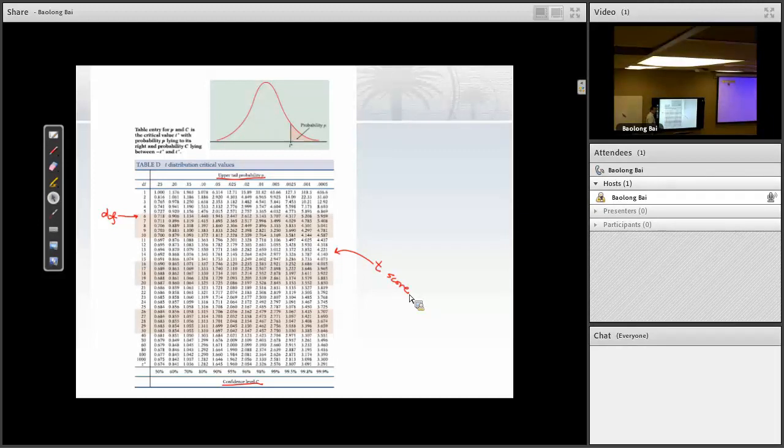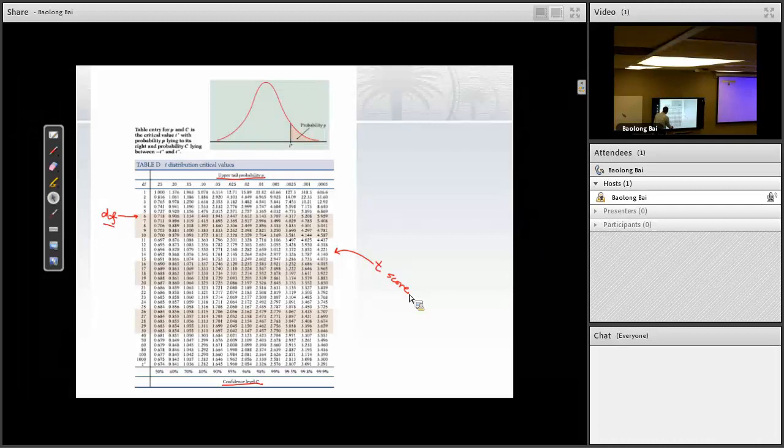For any problem you work with, identify the degree of freedom you have. So if your sample size is 10, degree of freedom will be 9. If your sample size is 100, degree of freedom will be 99, right? And also, the confidence level is given on the bottom. You have 50%, 60%, 70%, 80%, 90%, 95, 96, 98, 99, 99.5, and so on, right? So when you do a confidence interval, you need to decide what confidence level to use. In the class, I will tell you what confidence level to use, right? But the default is 95% if it's not given.